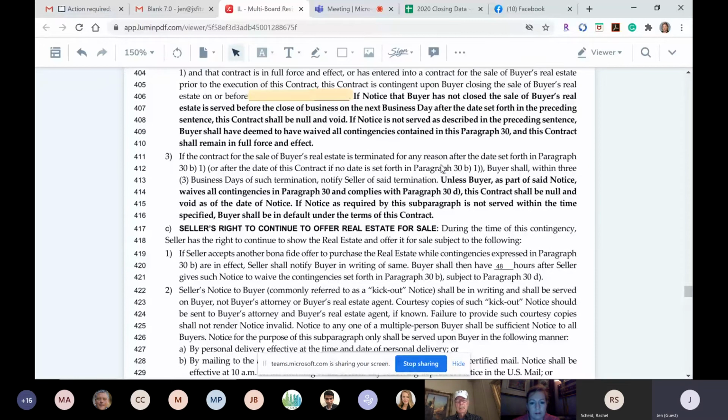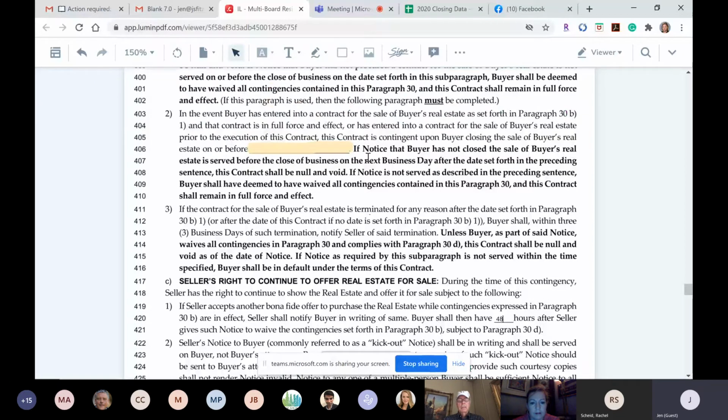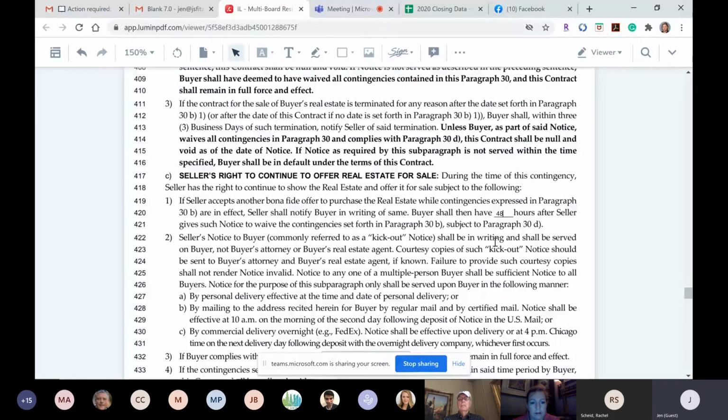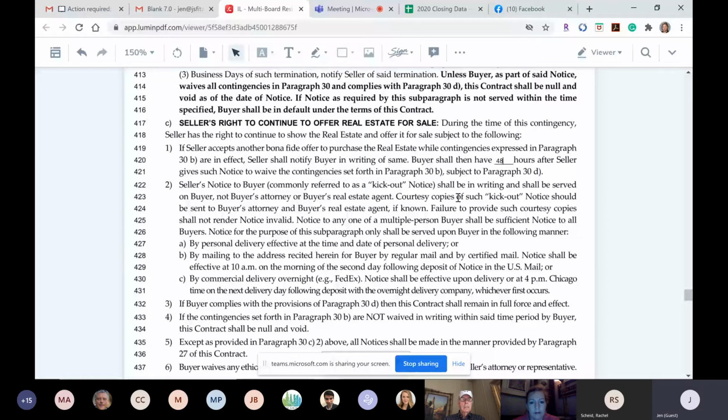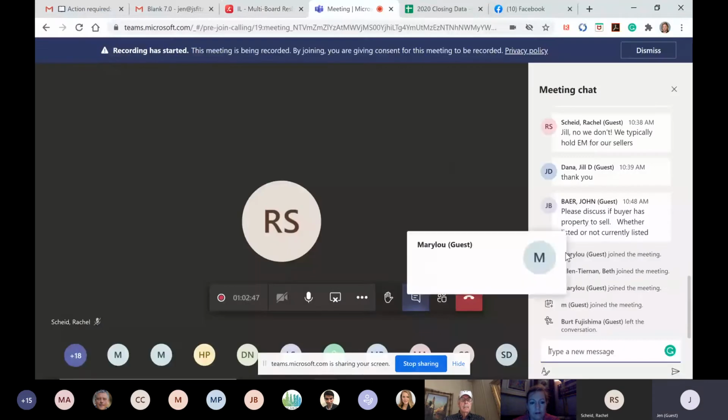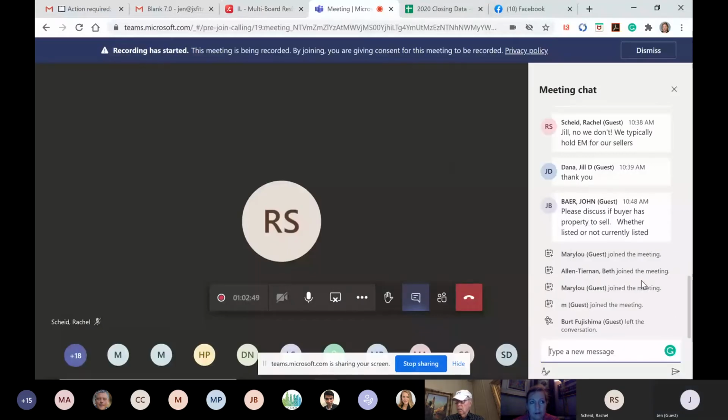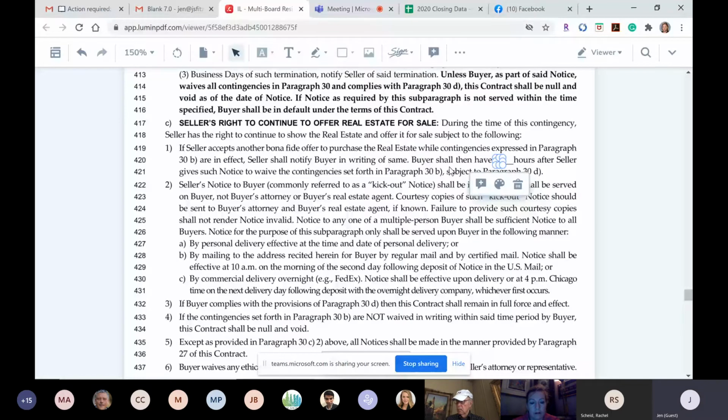So even if you haven't sold your house, you either waive the contingency about selling your house if you want to go forward with this contract, or else you get kicked out. Does everybody understand what the kick out contingency is? All right, so that's important.